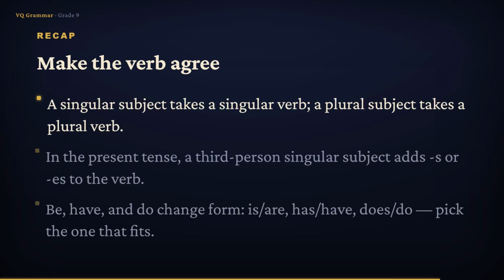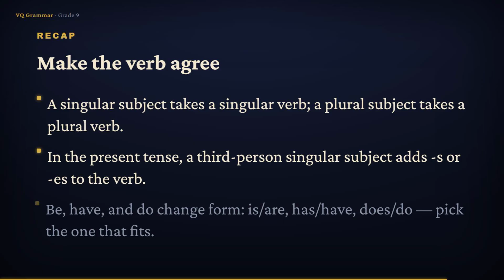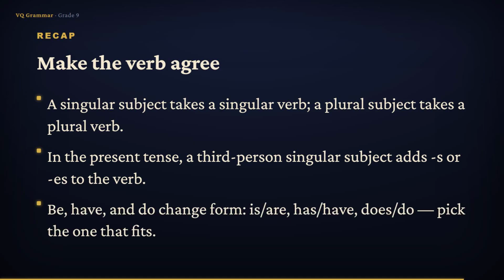Let's gather up what we've built. A subject and its verb must agree in number, singular with singular, plural with plural. In the present tense, that agreement shows up as a little s. A third-person singular subject adds s or es to the verb, while a plural subject leaves it off. And three busy verbs change shape entirely. Be turns into is or are, have into has or have, and do into does or do. So you simply pick the form that fits the subject. Master those and your sentences hold together cleanly.